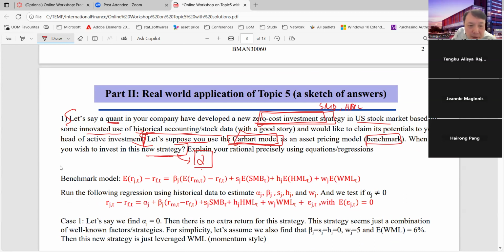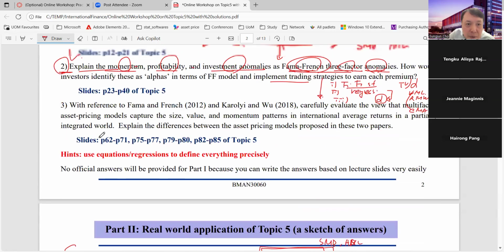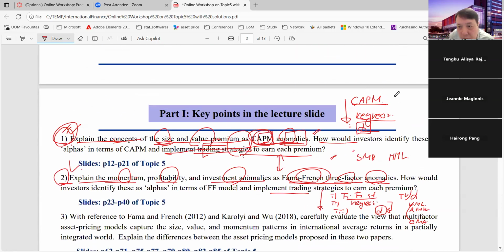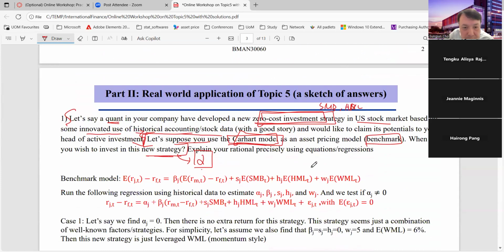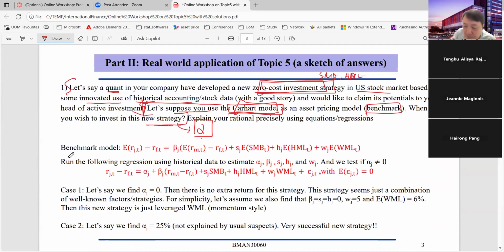First, define the benchmark model, just like what we did before. First, explain the benchmark model and think about the regressions and think about the alpha, right? We do exactly the same thing here. So we write down the benchmark model, the CART 4-factor model. And then how do we get the regression form? You remove expectations, add alpha and epsilon t, and you add the assumption that the average error is equal to 0.